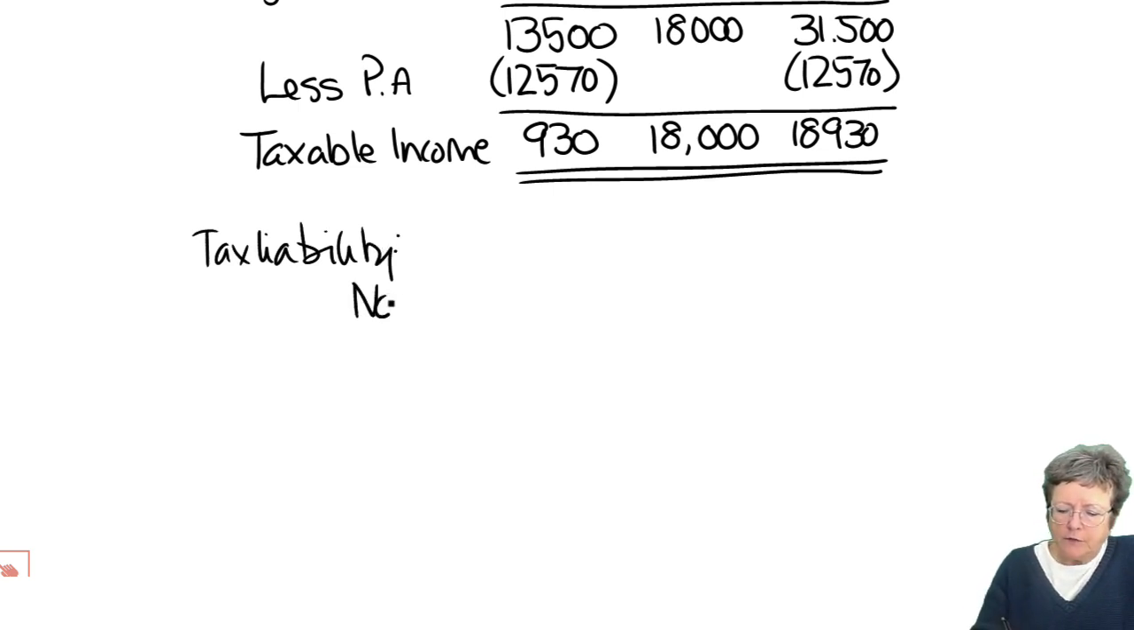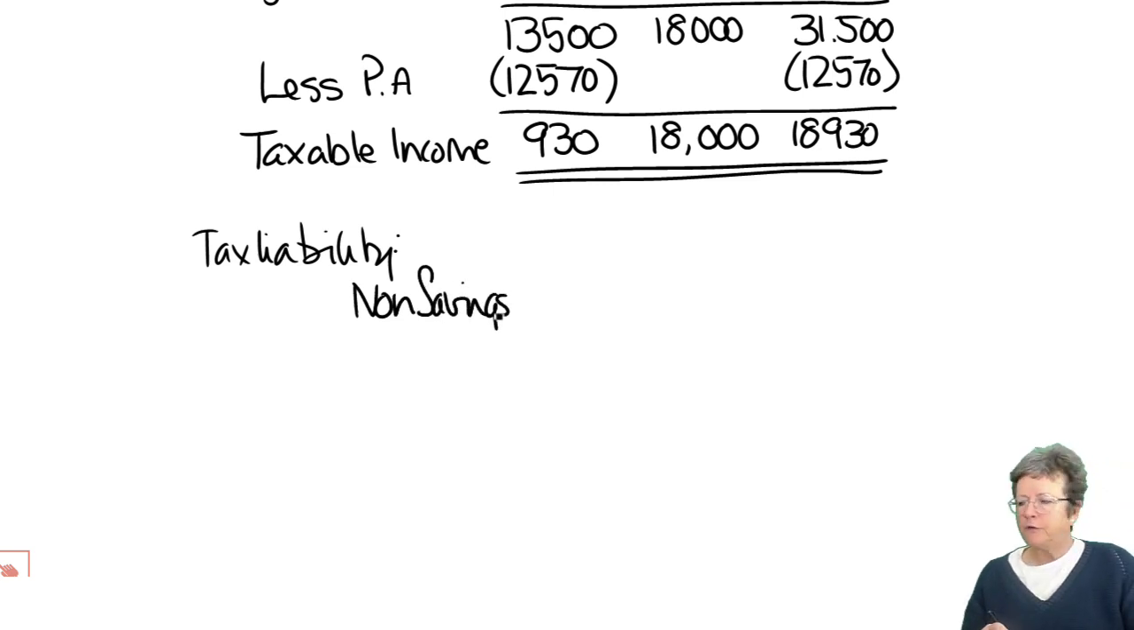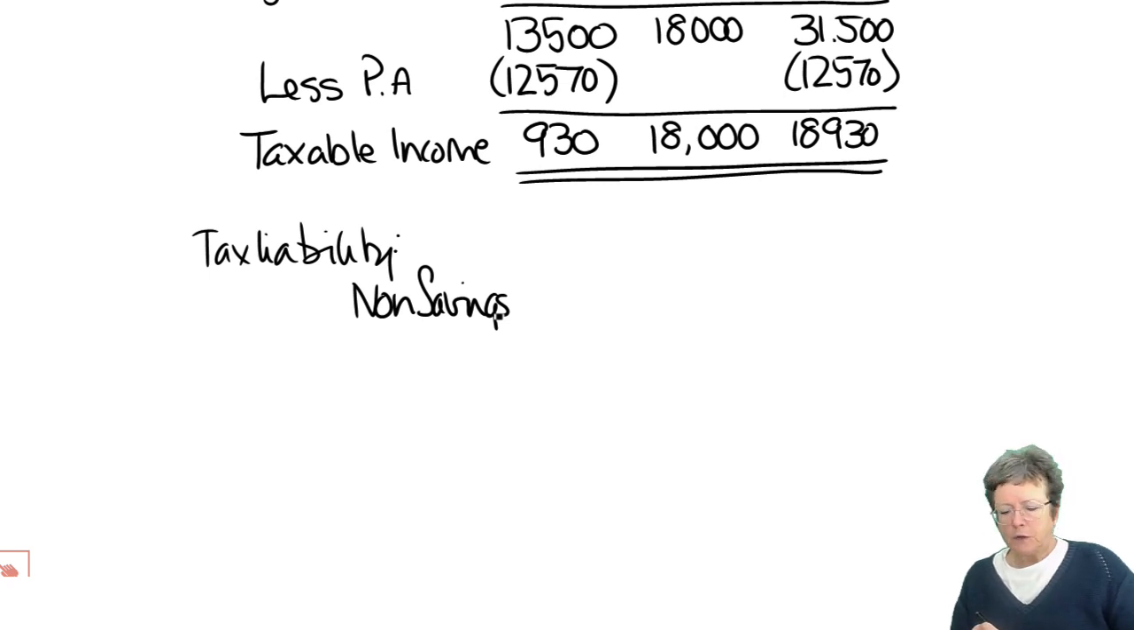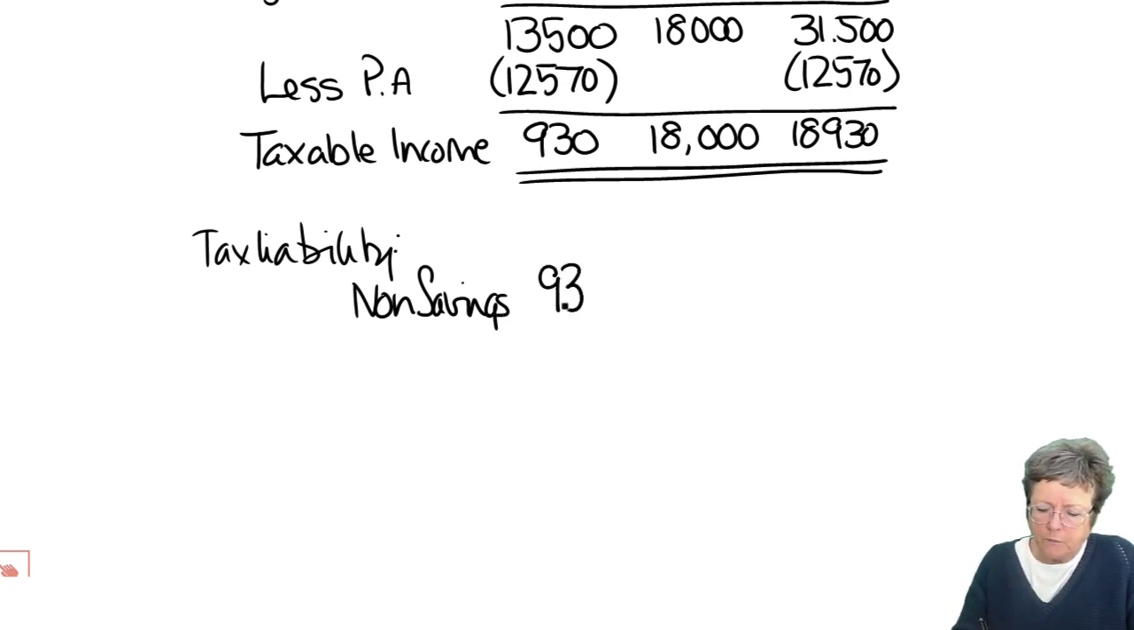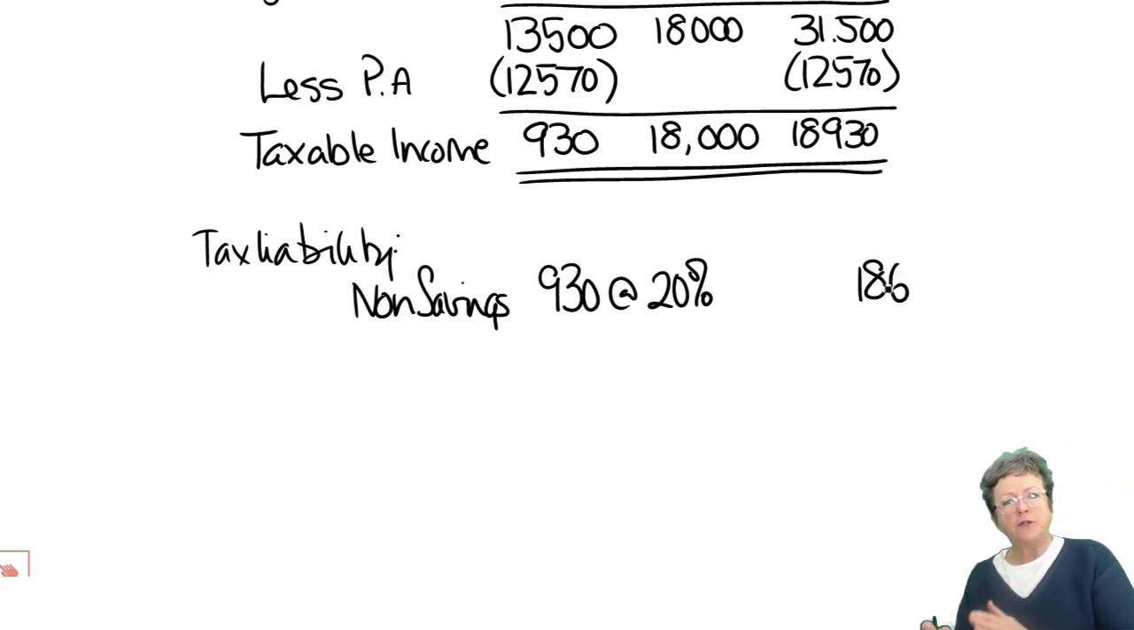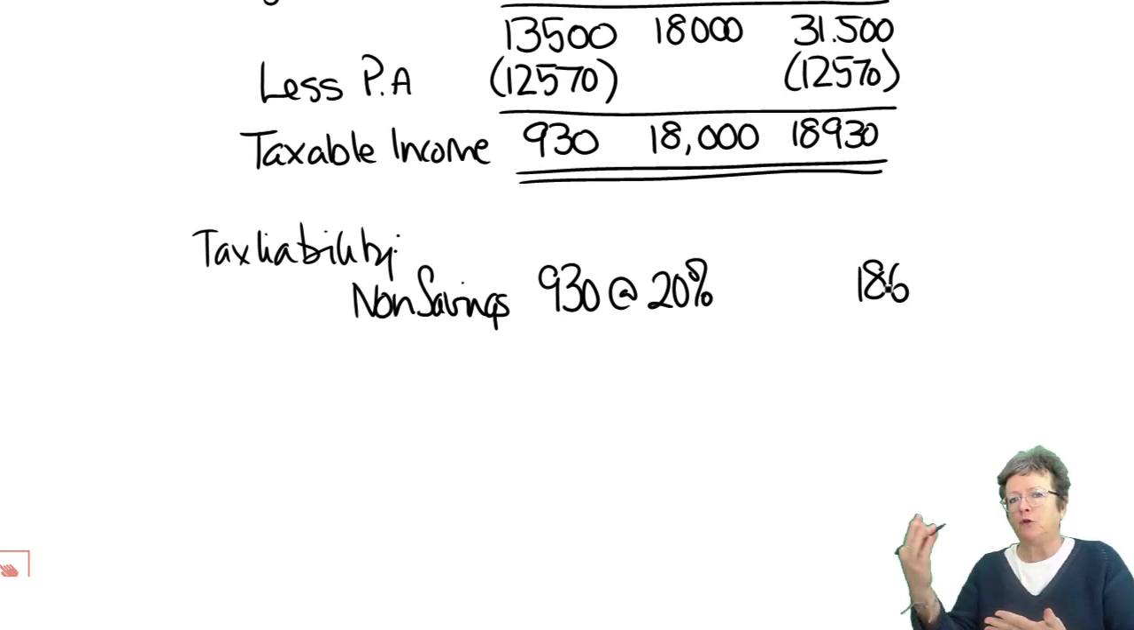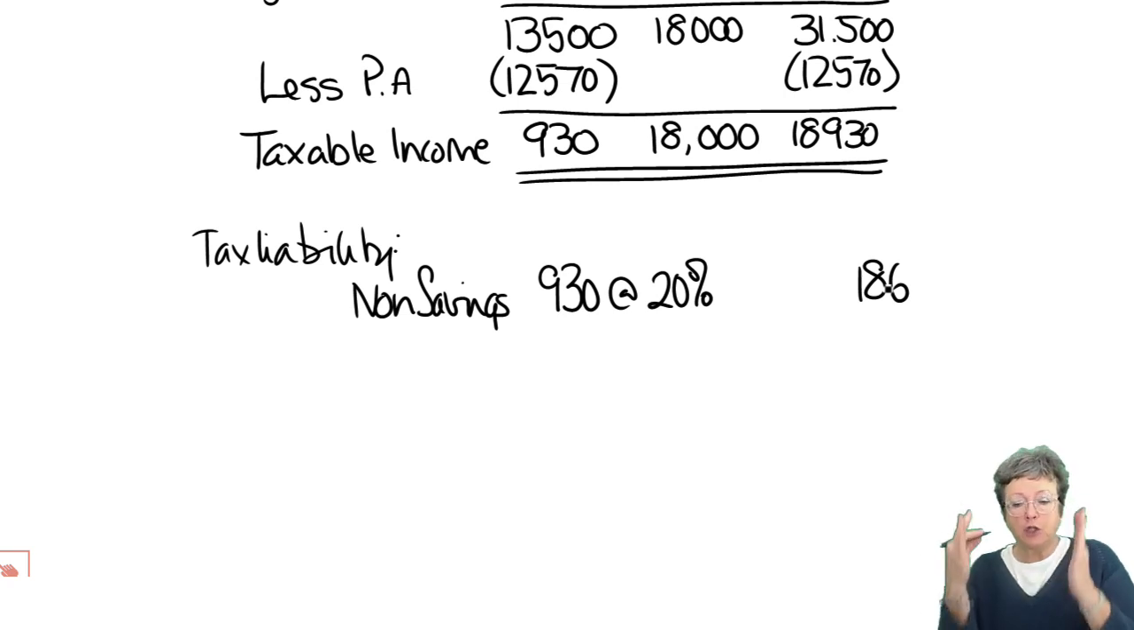She has non-savings of 930, which will be taxed at 20%. Also, you noticed in all these computations there are no decimal points. Always use round figures. If you have to round when you do a calculation, it doesn't really matter whether you round up or down. Normally the rule is if it's more than 0.5, then round up. If it's less, round down. But as long as you show all your workings, it doesn't matter.